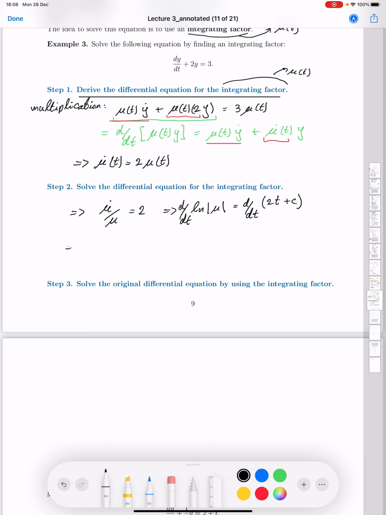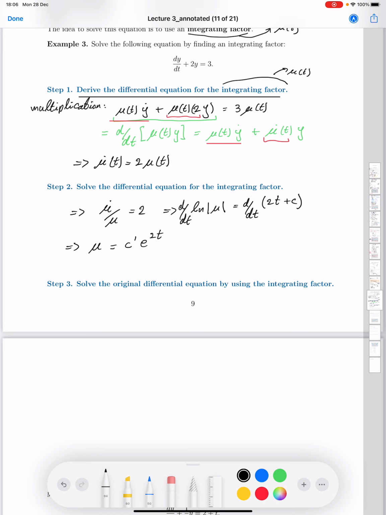and then again, if you recall from last lecture, I can now cancel out the dt's, then I will have mu equal to plus or minus the exponential of this term. I will have plus or minus e to the power of c, which I will just call c prime, and then e to the power of 2 times t. Okay, so this is the general solution.